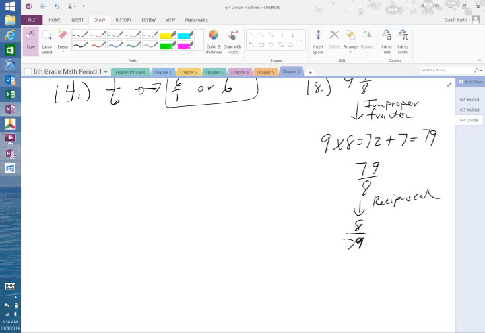Yes, ma'am? You have to simplify it if it's not? On doing the reciprocal, no. Because the ones they will give you will be in lowest terms to begin with. They just want you to do the reciprocal of it. The other ones, yes.